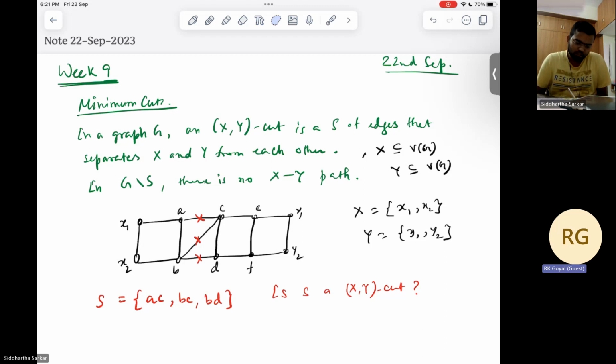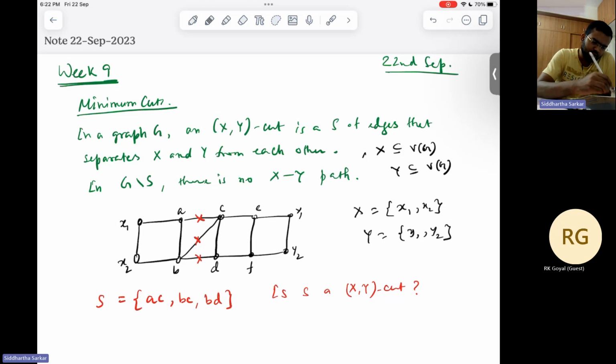However, instead of removing the three edges, we could have removed simply X1A and X2B. Then also the connectivity could have been removed. Yes, that is also true. So this is a cut, but this is not a minimum cut. A minimum cut is a cut where there is the smallest number of edges that you can remove to disconnect X and Y. If there is no way to remove fewer edges so that X and Y are disconnected, then that kind of cut is called a minimum cut.